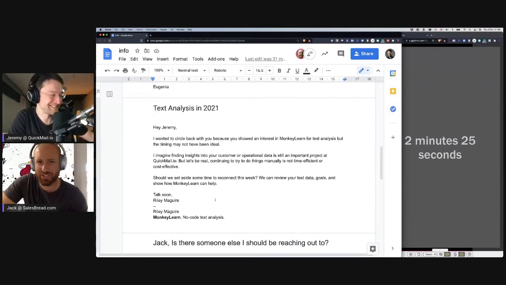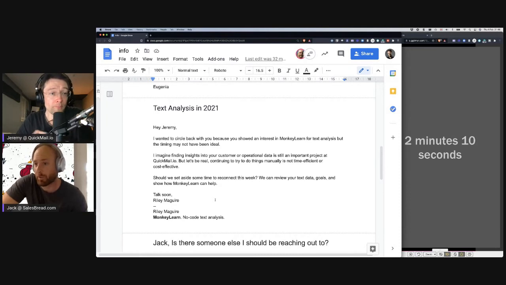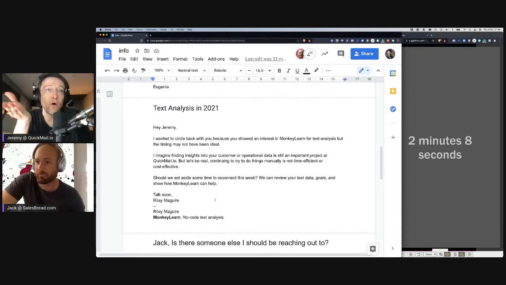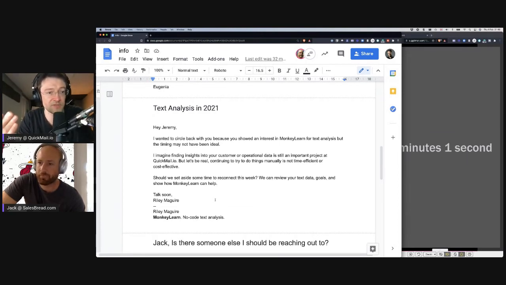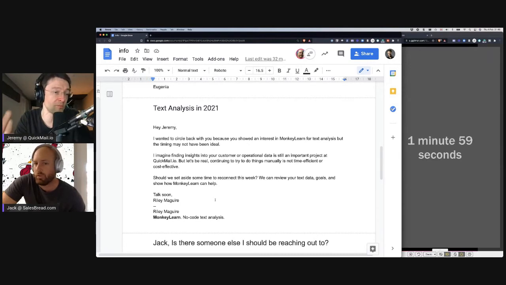My last suggestion here, I don't hate the CTA, but instead of saying we can review your goals and show how Monkey Learn can help, it would have been cooler if they said we can review your goals and even run a few sample reports for you so you can see if it's useful. Yes, that requires a little bit more work, but that's cool. Exactly. Or actually told me why this year is better to reconsider them as well. They could be like, hey, this year we increase the speed of XYZ. Maybe in a follow-up would be nice, but they didn't.